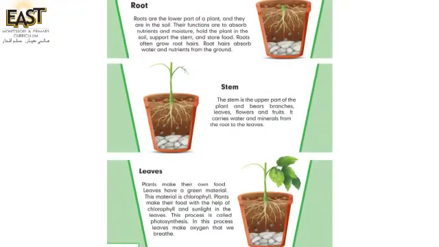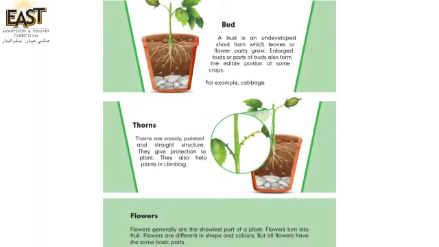Now to page number 11. On page number 11 we will be discussing roots, and then stem, and then leaves. Then on page number 12, about buds and thorns, kante. Then you will read about thorns. Thorns are woody, pointed and straight structures. And then of course flowers. You will read about flowers.